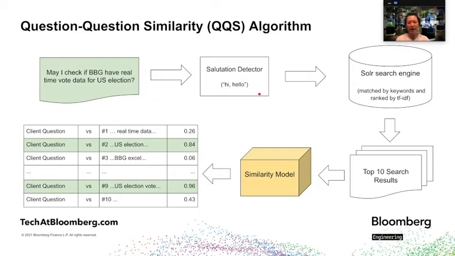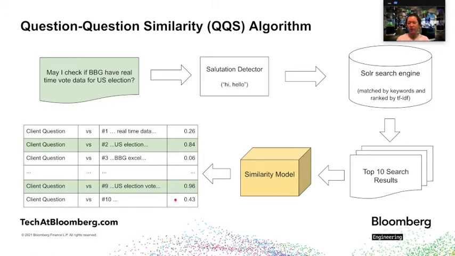And if it's indeed not a salutation, then we send it to a search engine to obtain the top 10 search results. Because our backend is Solr, it's keyword based, so it depends on what keywords are matched. It could be very similar or not similar at all. So we employ a similarity model. Its job is trying to give the search result a similarity score. So if we pair up the customer question with the top 10 search results, you get 10 question pairs, and the similarity model will give 10 similarity scores.